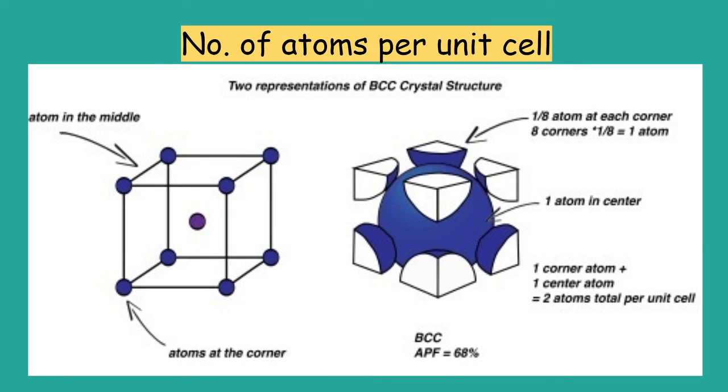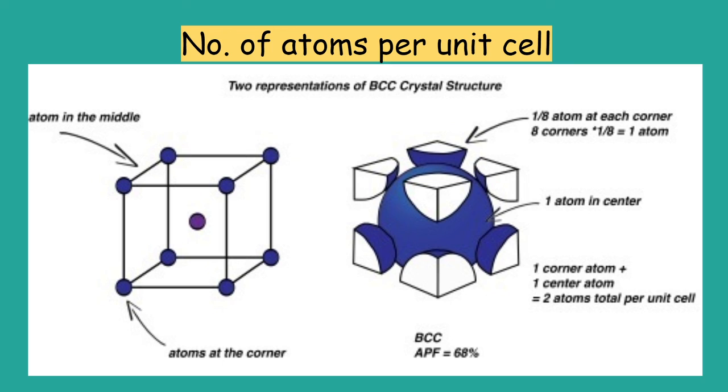Now we are going to discuss the number of atoms per unit cell in a BCC structure. The total number of atoms present in a unit cell is known as the number of atoms per unit cell. Here, each and every corner atom is shared by 8 adjacent unit cells, so that the share is nothing but 1 by 8. There are 8 corners, so 1 by 8 into 8 is equal to 1 atom.